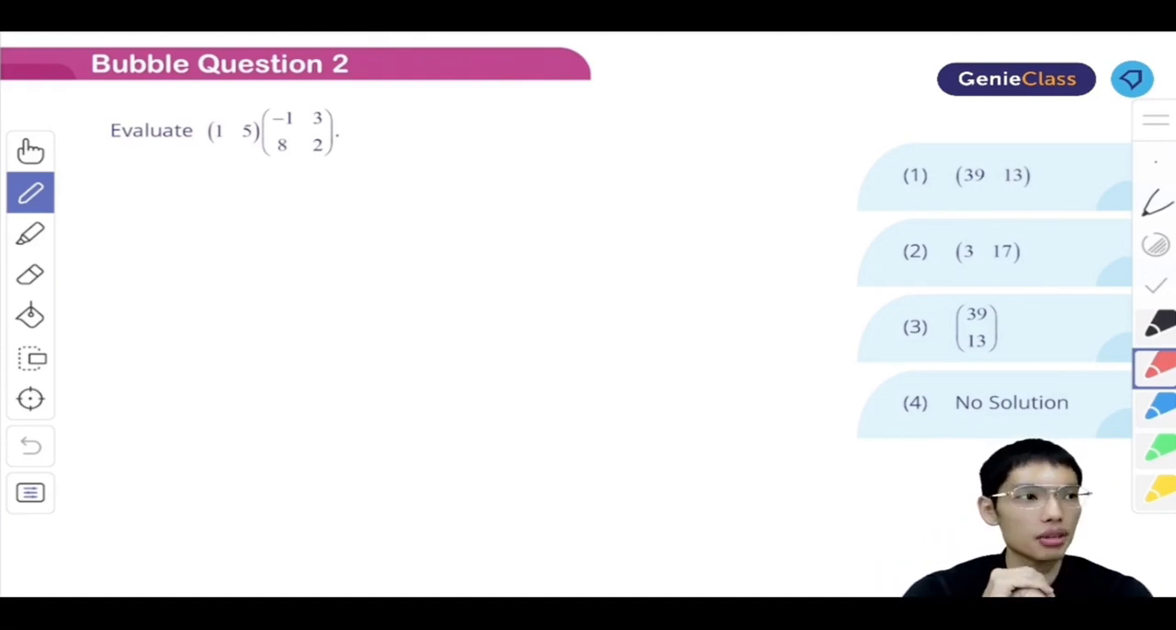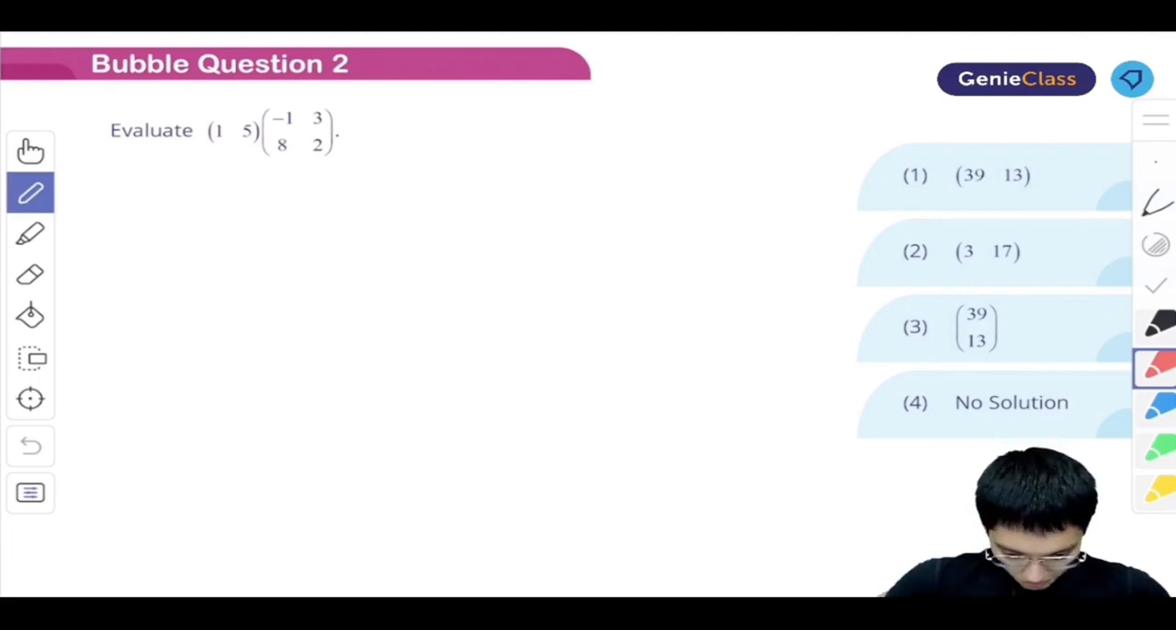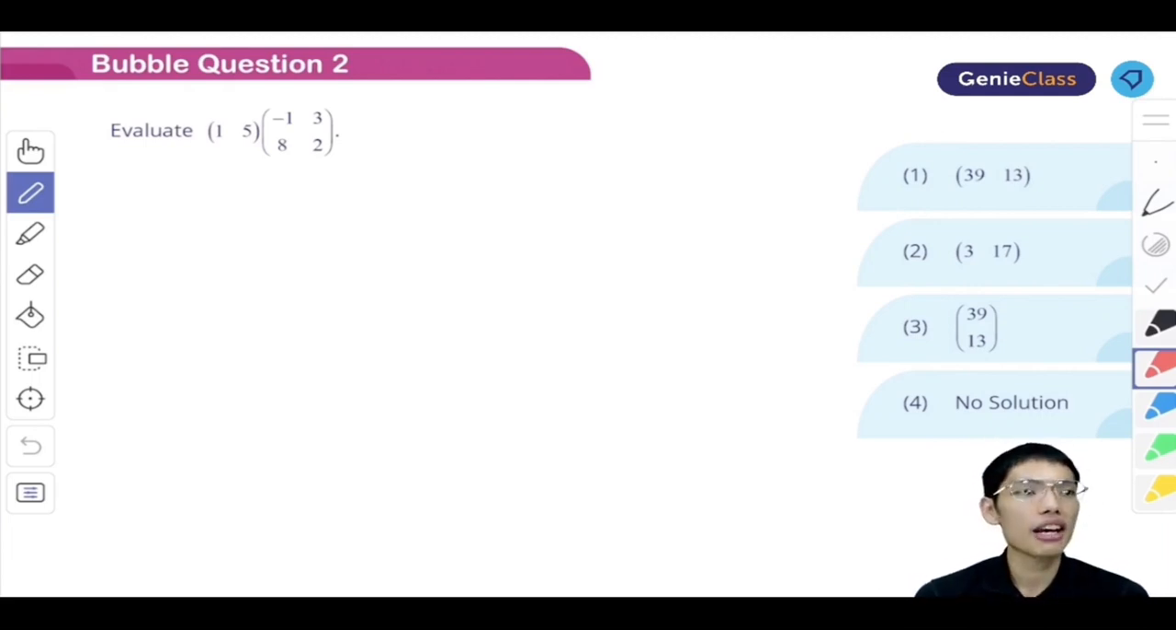Yes, I see some of you are slowly falling into the trap here. What is my answer here? Take note. Remember what I always do first before I matrix multiply. Do I go straight into the matrix multiplication, or do I write down the orders of my matrices first?